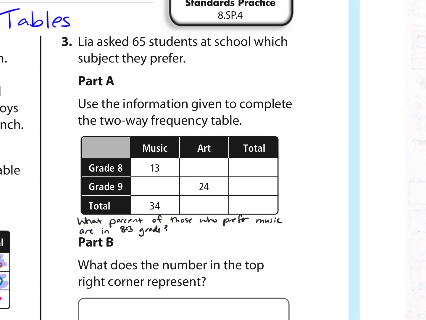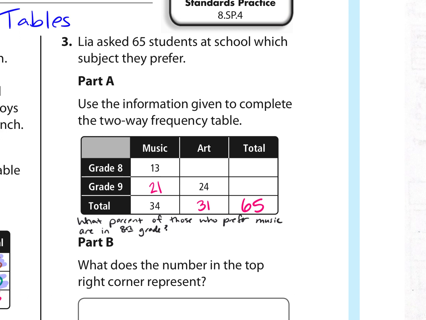Number 3, Leah asked 65 students at school which subject they prefer. Use the information given to complete the two-way frequency table. We know the total was 65. We know that those who prefer music were 34 and 13 were 8th graders, so that means 21 were 9th graders. We can also find that the total students who preferred music were 34, plus 31 must have preferred art to get a total of 65.